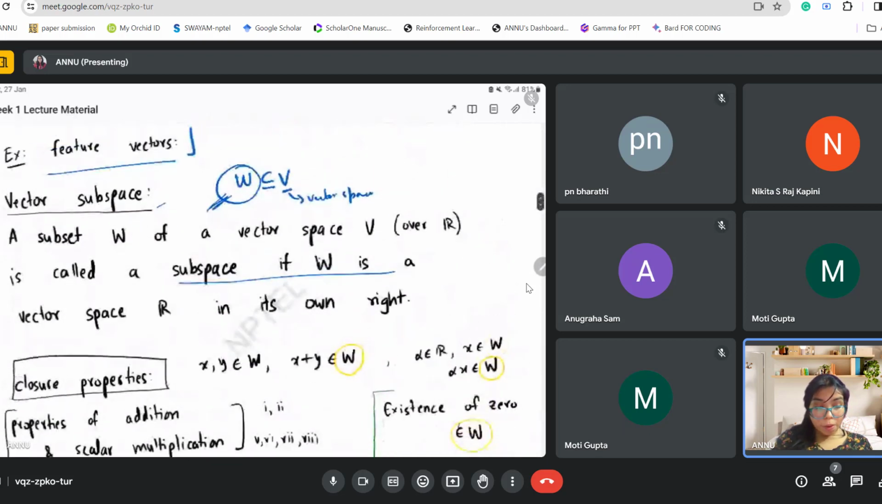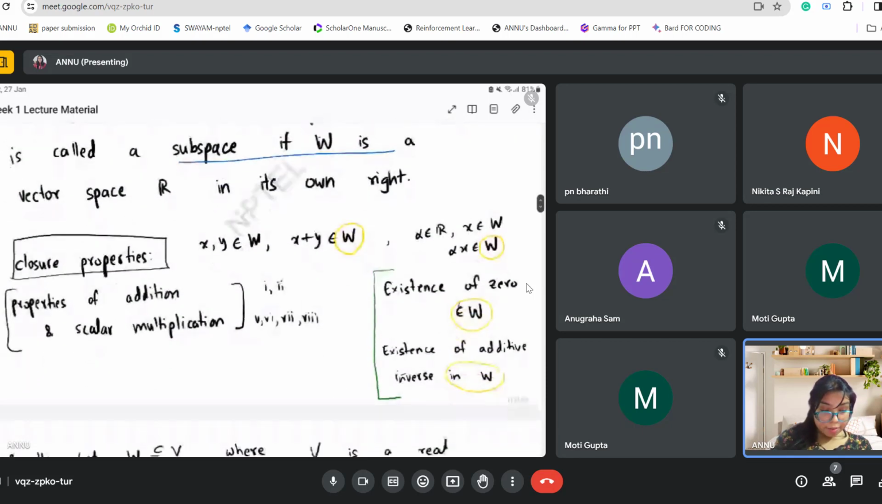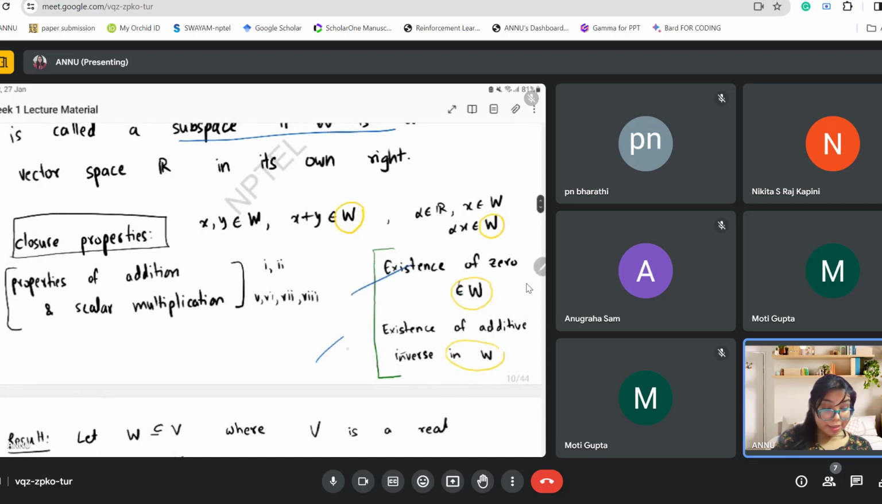And again, what are the properties of a vector space? Closure under vector addition and closure under scalar multiplication, with extra properties: the existence of 0, and the additive inverse, the negative of x should also be there, so that x plus minus x is equal to 0. Okay, that is the existence of 0 and the existence of the additive inverse. The additive inverse of x is minus x, and 0 is the additive identity.